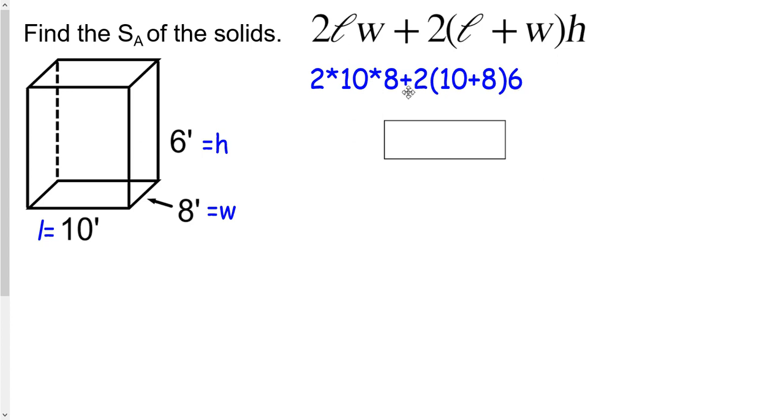2 times 10 times 8, 160 plus 2 times 10 plus 8 times 6. And we get a total of 376 feet squared. So surface area is always going to be feet squared or square units, right? Because it's area.